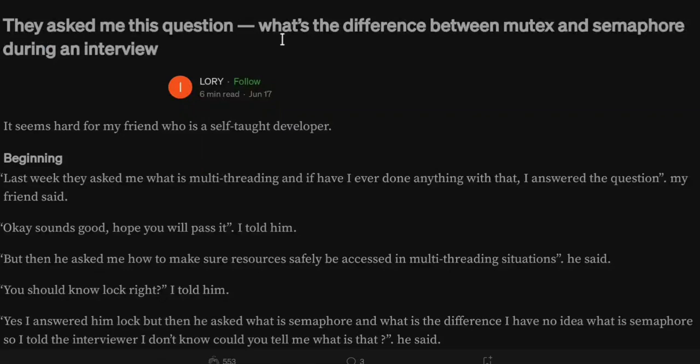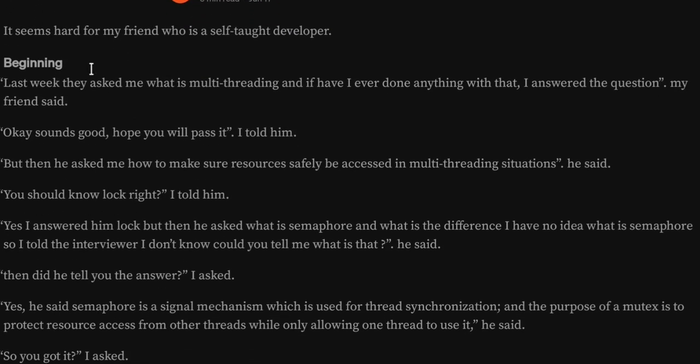Asked me this question: what's the difference between mutex and semaphore during an interview? It seems hard for my friend, who is a self-taught developer. So basically the main difference between mutex and semaphore is that a mutex is lock, unlock. We can just treat it as lock, unlock. And a semaphore is a counter.